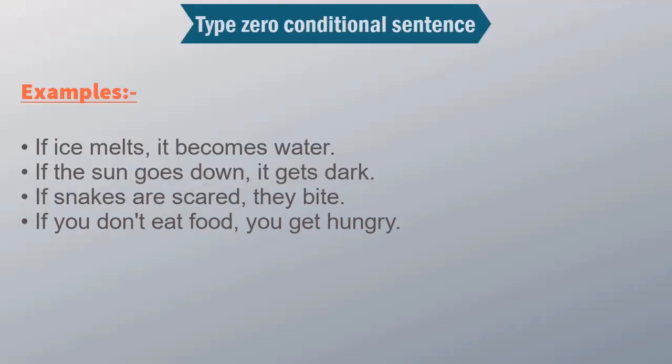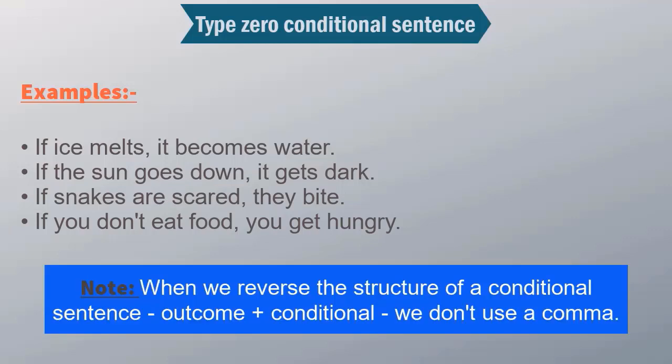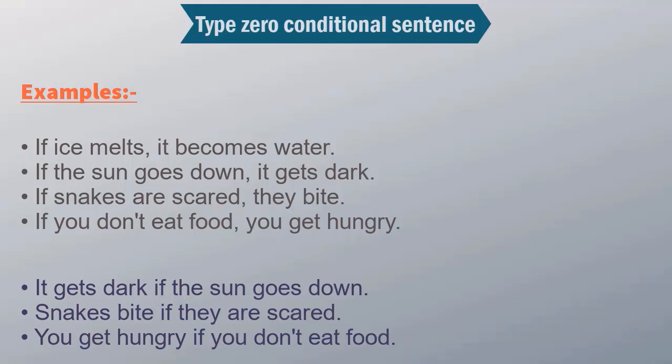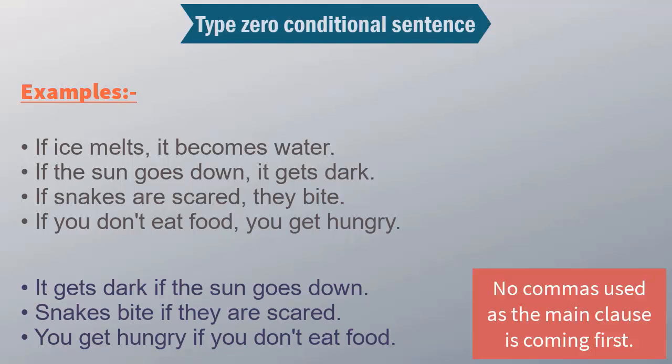Alright, now we can also reverse the order of these clauses without changing the meaning. We can put the outcome clause first and then the condition. Examples. It gets dark if the sun goes down. Snakes bite if they are scared. You get hungry if you don't eat food. Right? We can do that.